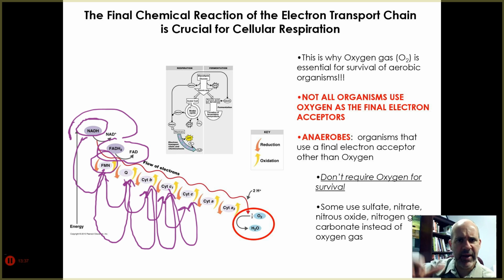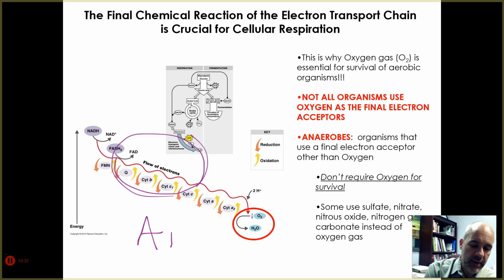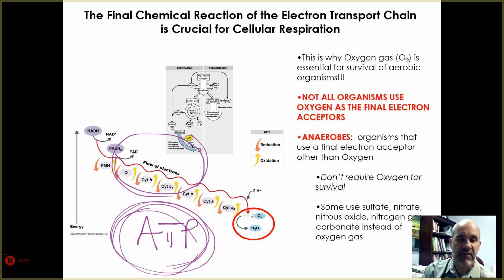And as that's happening, this flow of electrons from one molecule to the next, to the next, to the next, I know it's very abstract to think about, but there's energy associated with that flow of electrons. That energy is captured and used to make more ATP. And it's a very efficient process.